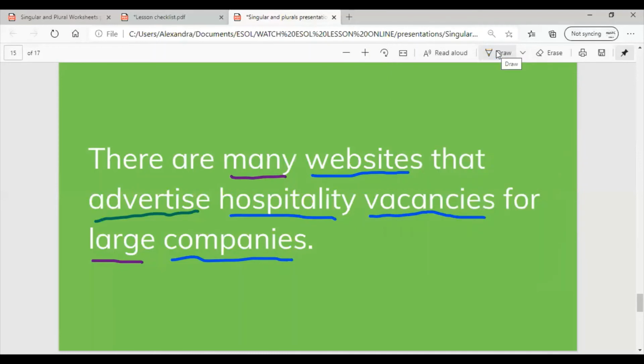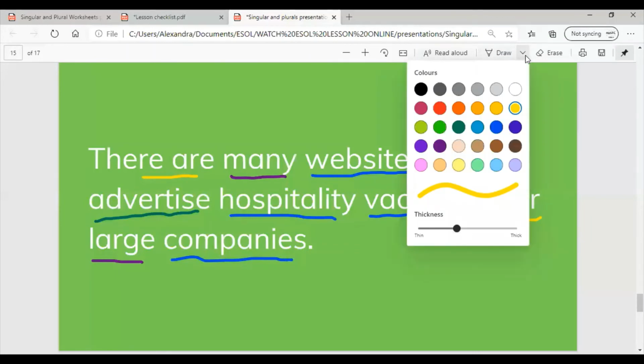Okay, and then we need our conjunctions. So our conjunctions just tie together the sentence. So we've got many websites advertise hospitality vacancies, large companies. That doesn't quite make sense, does it? So we need to add in our conjunctions, which just make the sentence make sense and connect all the words together. So now we've got there are many websites that advertise hospitality vacancies for large companies.